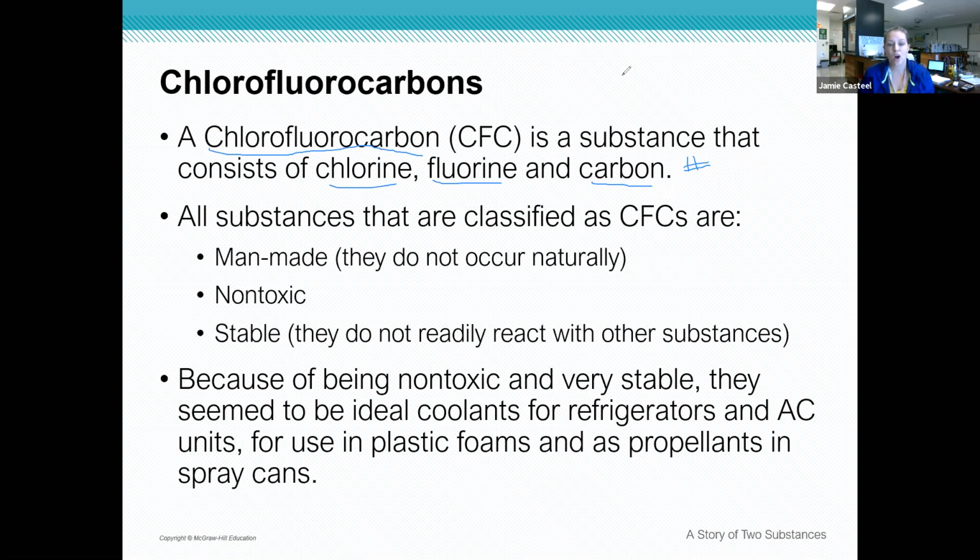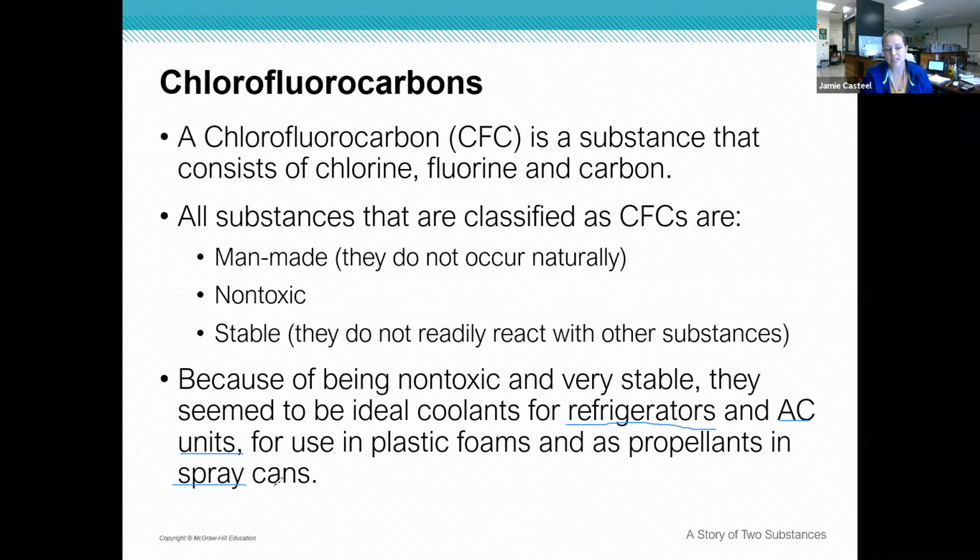Okay, so all substances that are classified as CFCs are man-made, non-toxic, and stable. If it's a CFC, it has to follow these 3 things. It has to be man-made, doesn't occur naturally, cannot be toxic, and has to be stable, meaning it doesn't just react with anything else. Okay, these seem to be ideal for us. We were like, yes, we finally got something so we can cool down these refrigerators and the AC units that were made and not cause any massive damage.